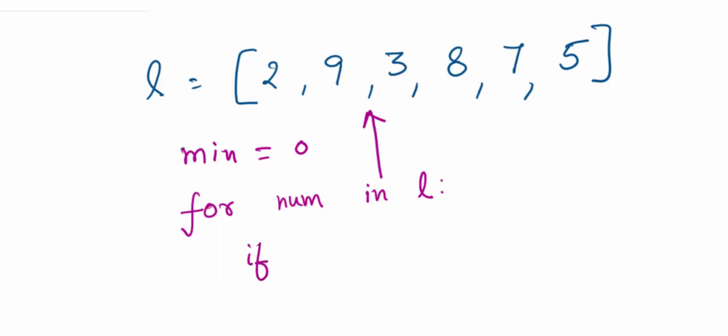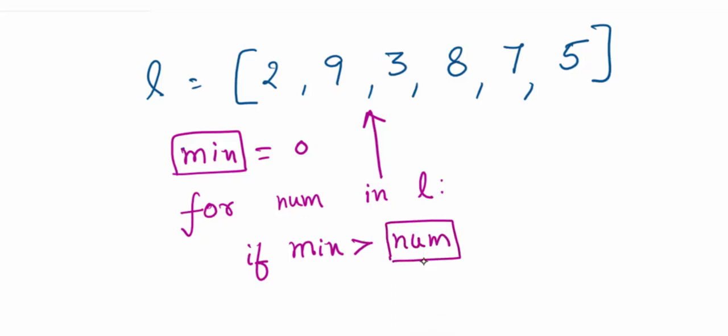If num, we are trying to find out the minimum, right? So if min is greater than num, that means the number that we are iterating over is smaller than min, in which case min equal to num. That's it. And after this for loop is done, after the iterations are all over, just return min. Pretty easy, right?